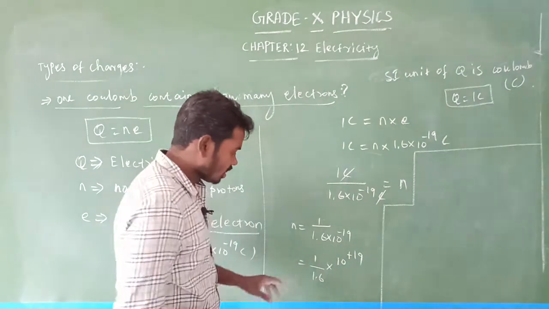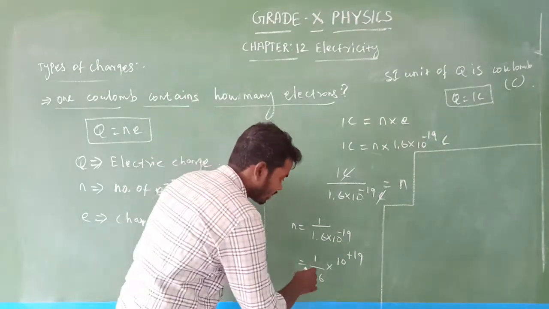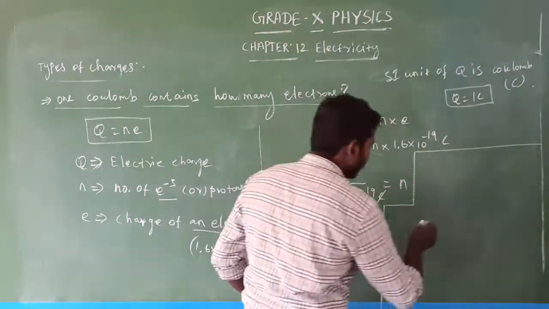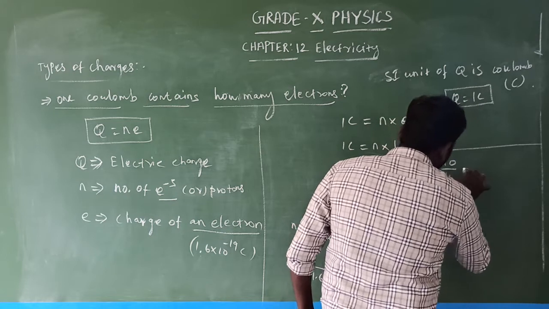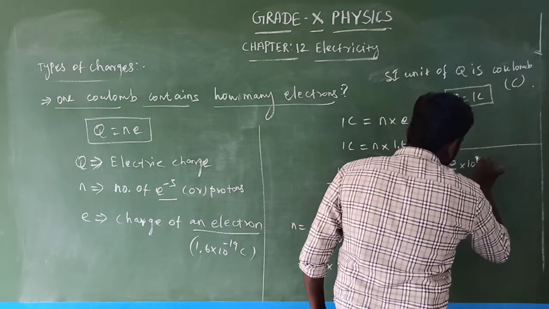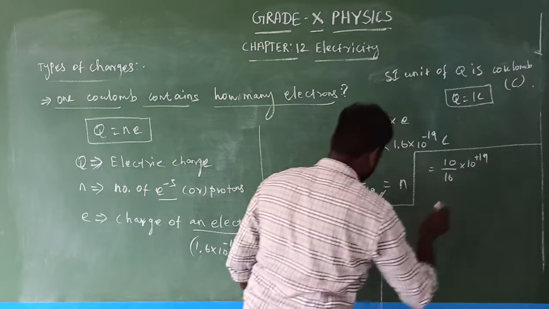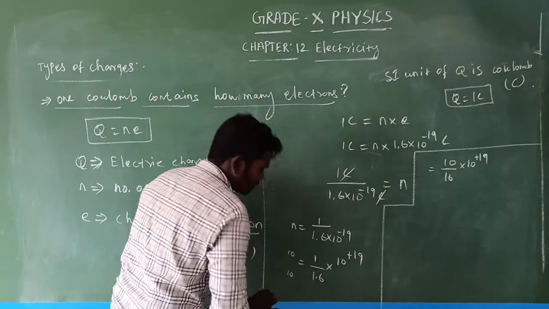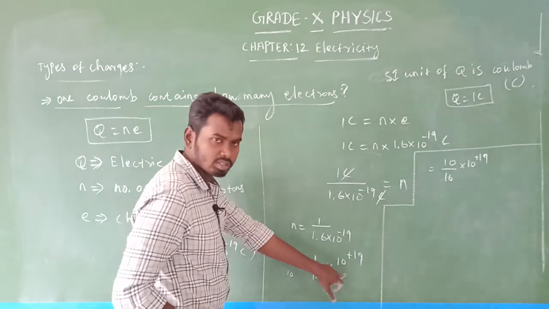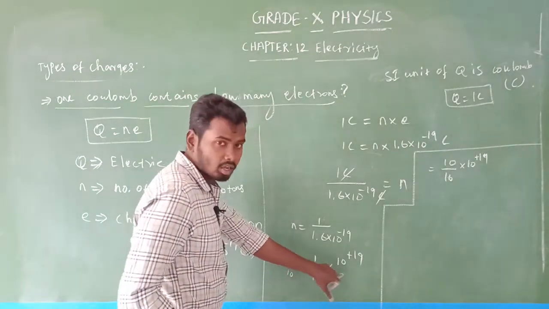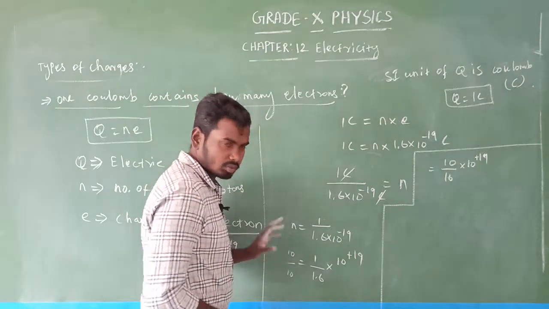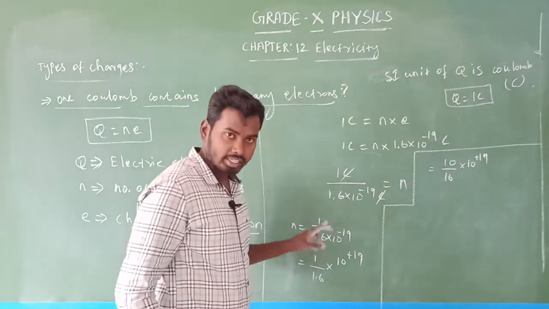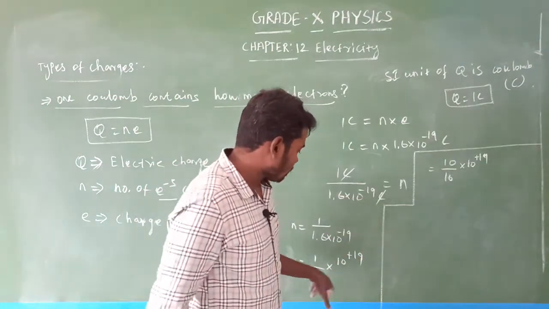If we multiply both terms by 10, we can get a whole number. So 10 divided by 16 into 10 to the power of plus 19. Both terms are multiplied by 10. I don't have space, that's why I have written here. If I write here, you may get confused. This is for our convenience. So we can get 10 divided by 16.